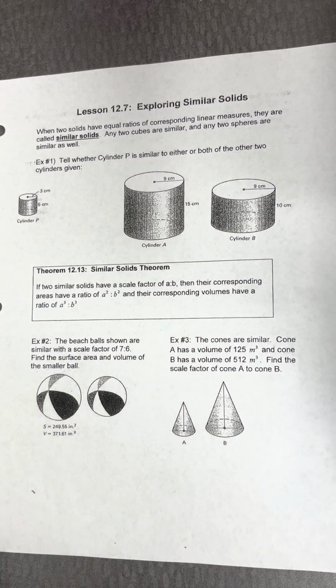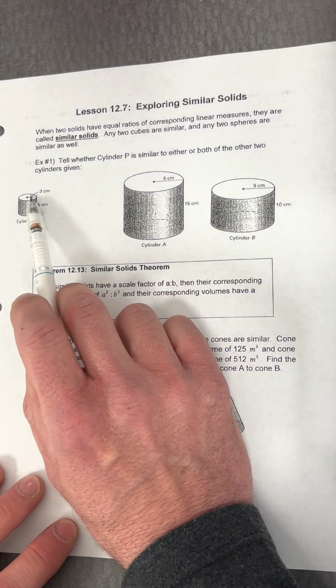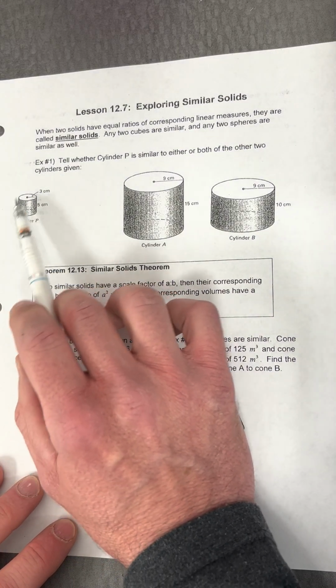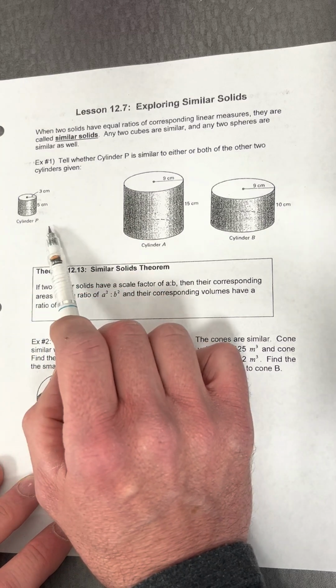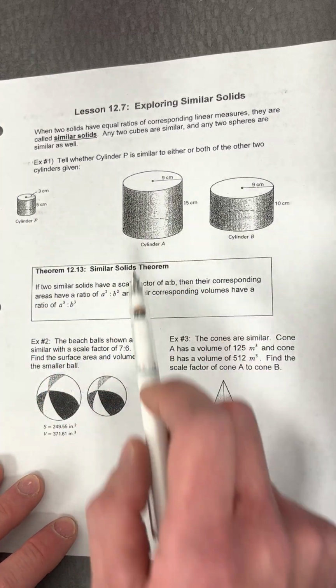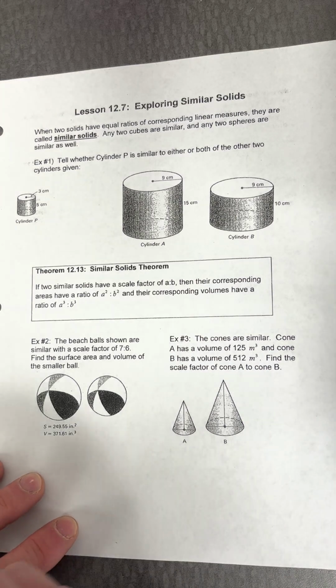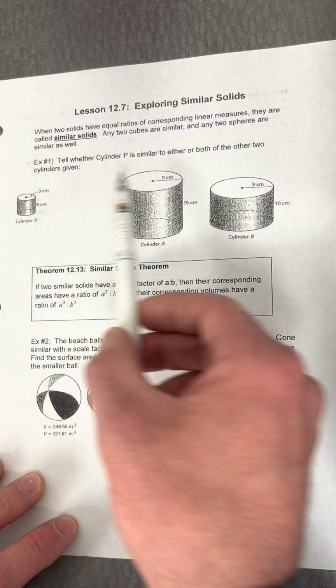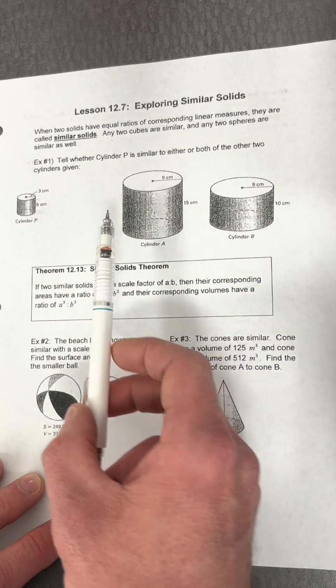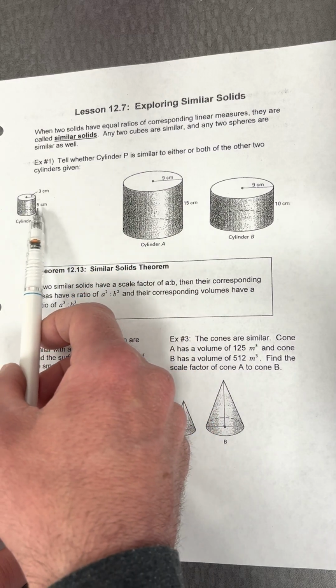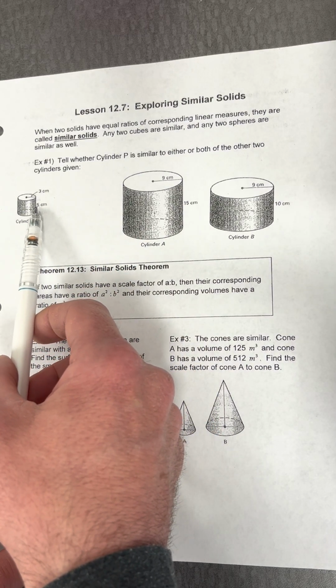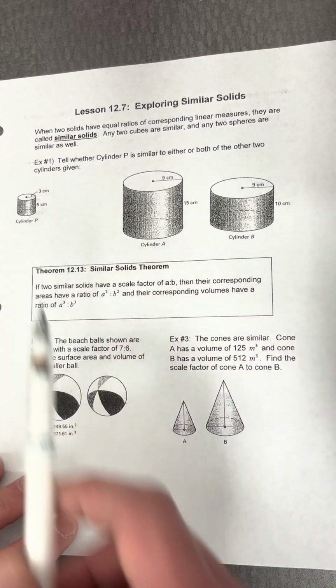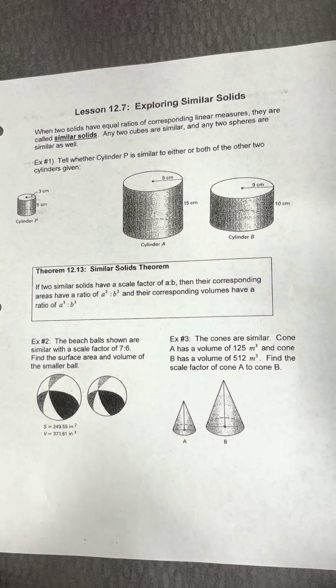What I'm noticing is there's a few ways to do this. One way is to find the ratio between radius and height on cylinder P, and that ratio should be equivalent for any similar shapes. Another way is to compare the radiuses on each one and see if that compares to the same ratio with the heights. So there's two ways to go about this.